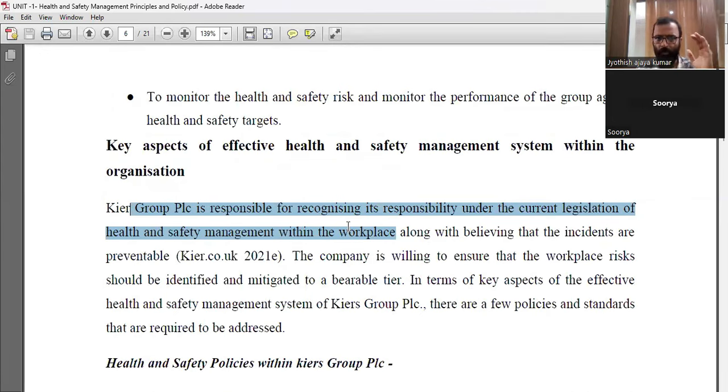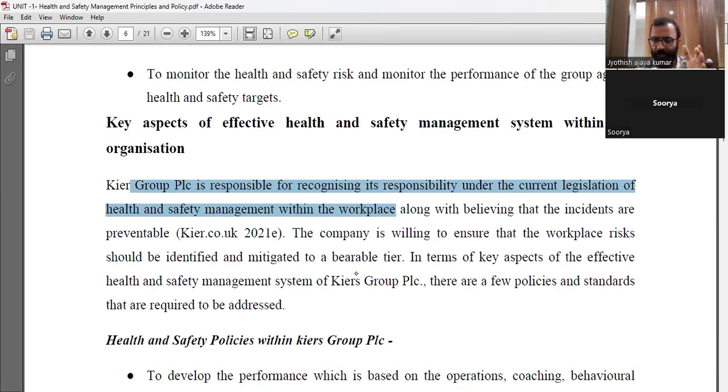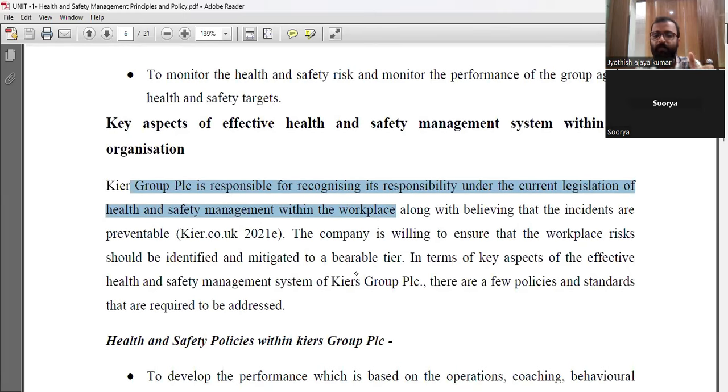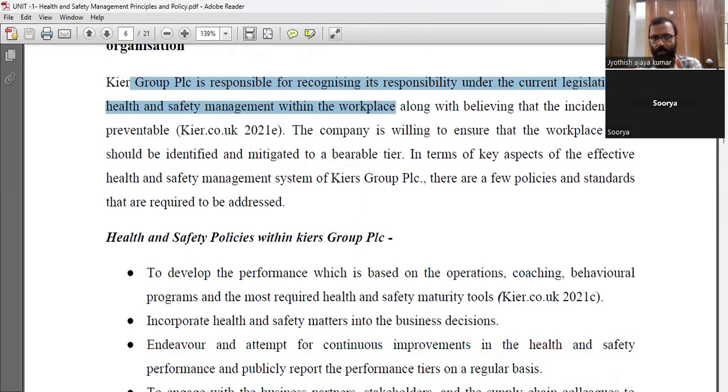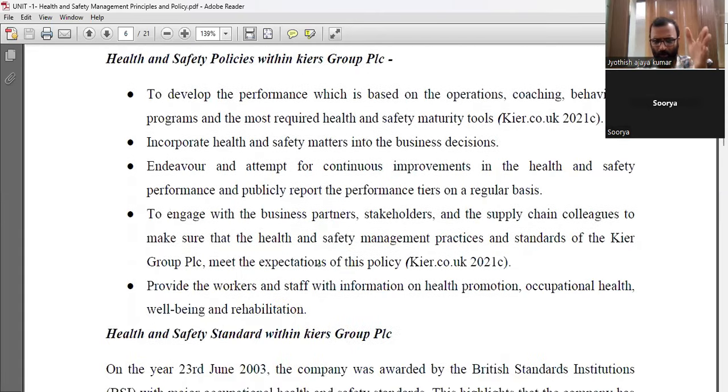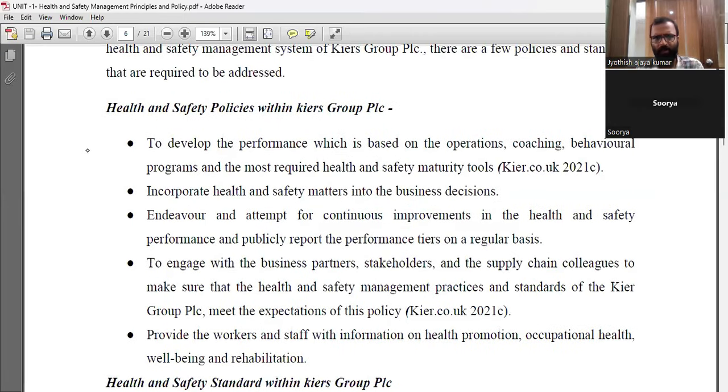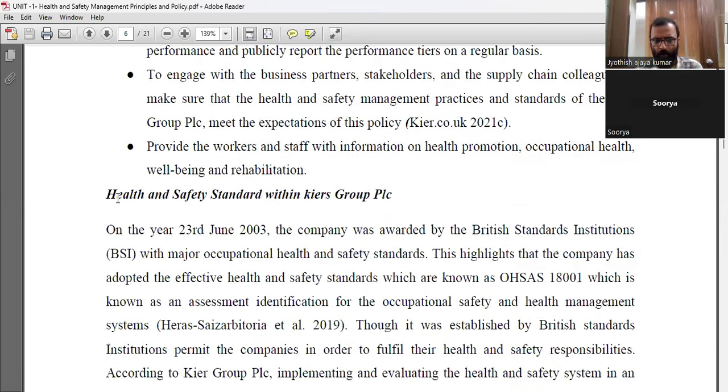That is their objective. Okay. The company is willing to ensure that workplace risks are identified and mitigated to a bearable tier. Health and safety policies: all organizations will have a health and safety policy. This group also has a health and safety policy to develop performance and incorporate health and safety matters. All those things we have written.